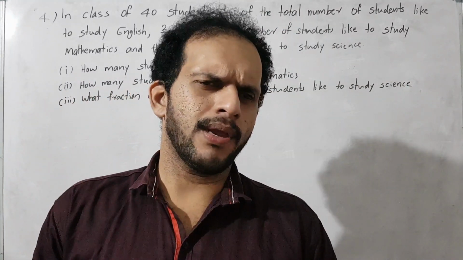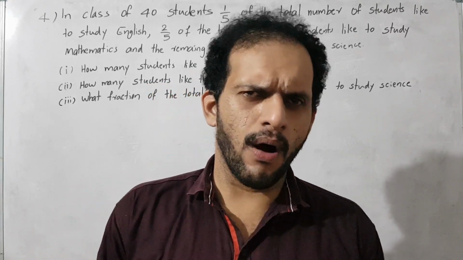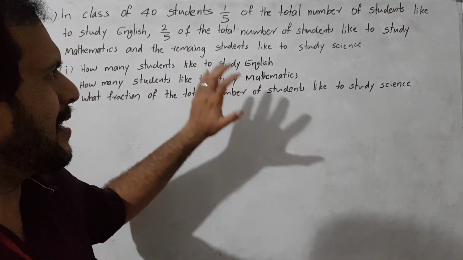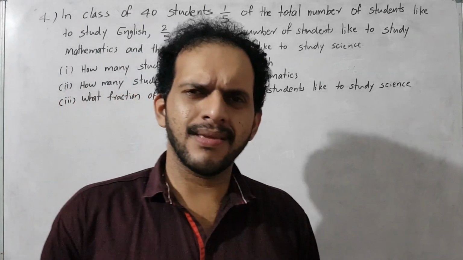Okay. Then here is a very direct question. What is that? It is an application of "of". What is given here? In a class, the total number of students is equal to 40.